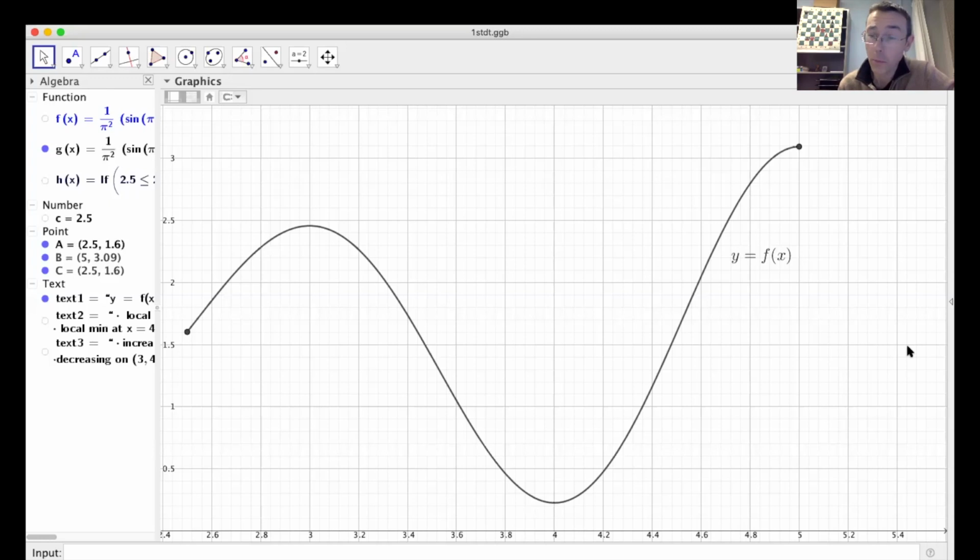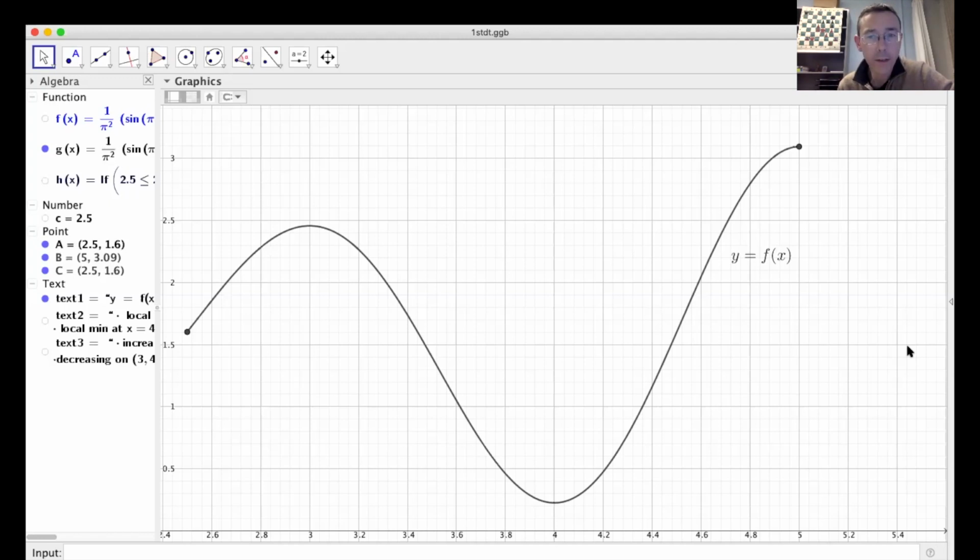I see a local maximum at x equals 3. To the left of that, the function's increasing. Immediately to the right, it's decreasing. Then at x equals 4, I've got a local min, and the function goes from decreasing to increasing. To the right of 4, then the function is increasing.